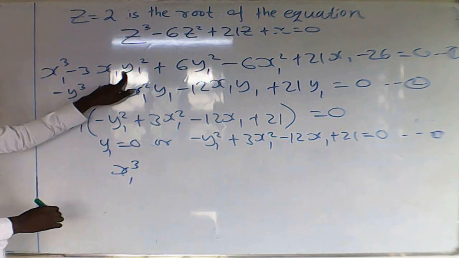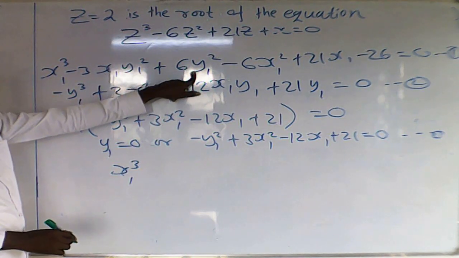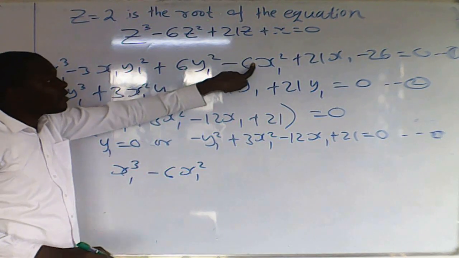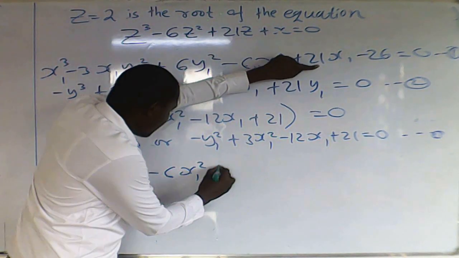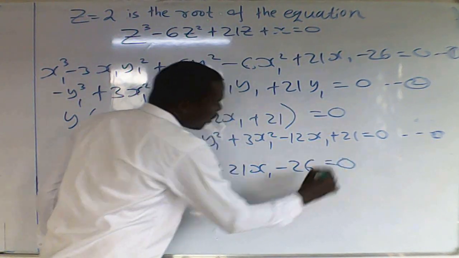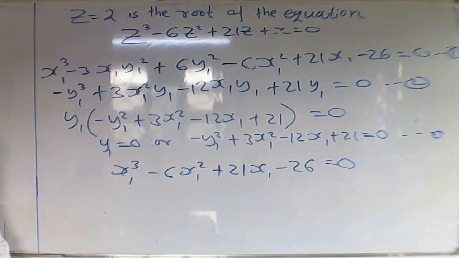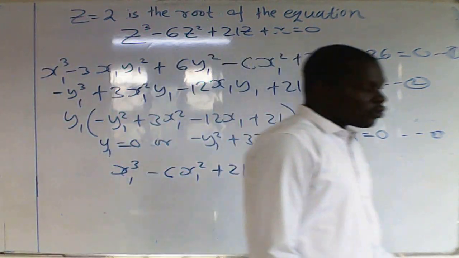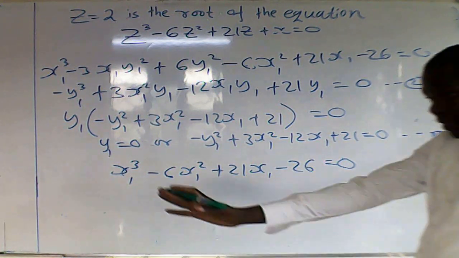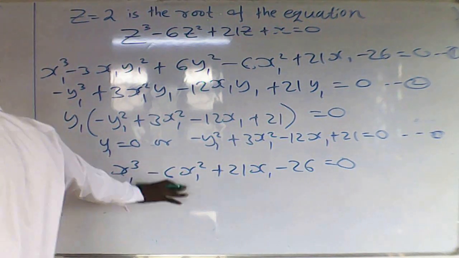If you put 0 in the first equation, what will you remain with there? x1 cubed, this one is 0, isn't it? This one goes to 0 because y1 is 0. This one is minus 6x1 squared plus 21x1 minus 26 is equal to 0. So you use this to determine other roots. So first of all, you check with the factor theorem if there are roots which are integers. If such a root does not exist, is when you now go the way of dealing with a cubic equation.